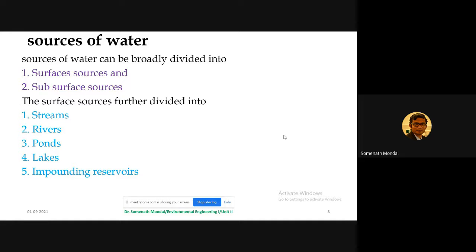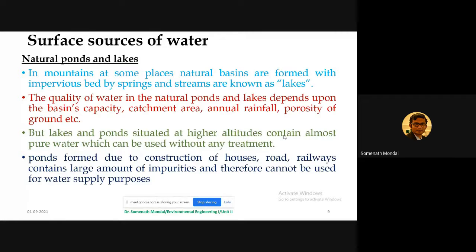We should not say this is a classification, rather we should say that in different forms we can get these surface sources of water. So what are those? Number one, streams, rivers, ponds, lakes, and impounding reservoirs. So usually these are the different forms by which we can see surface waters. We'll be discussing in detail about the surface water as well as subsurface water sources subsequently. So coming to the first part, that is the natural ponds and lakes.